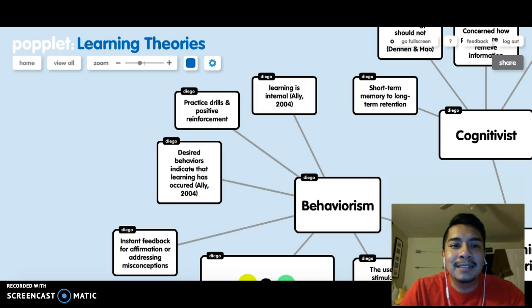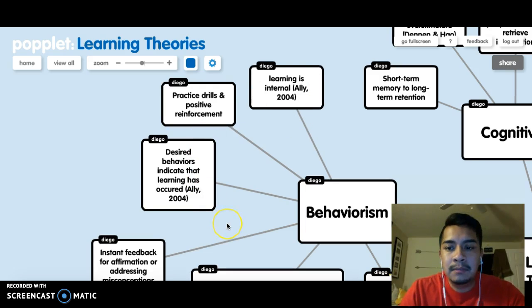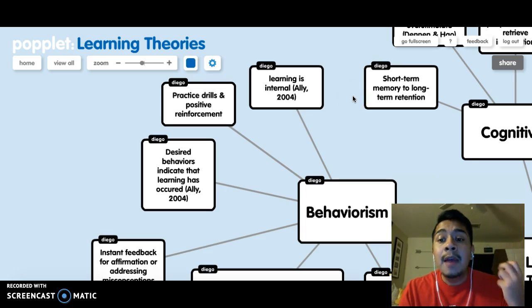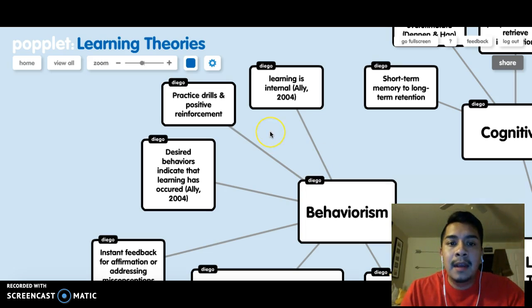Excuse me, I got kind of tongue-tied there. But I pulled some quotes from the reading. So Ali says that learning is internal. So this happens internally, but we can see the behavior. The learning is internal, the behavior is seen.